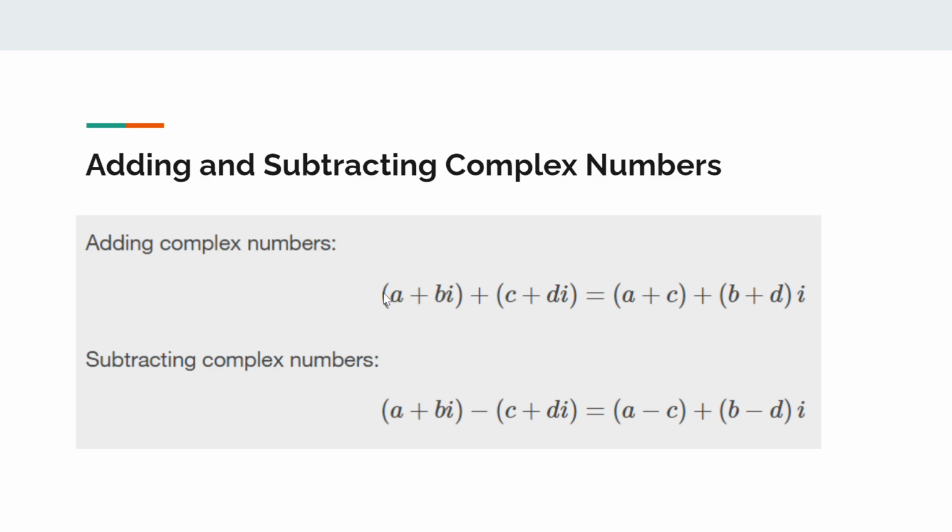So let's see this one: a plus bi plus c plus di. These two are like terms, so we can add them together and we get a plus c, and then we have the like terms right here, plus bi plus di, so b plus d, whole thing times i. Same with subtracting, we first identify the like terms, so again a minus c, and then bi minus di, so b minus d, whole thing times i. That's it for the adding and subtracting part.